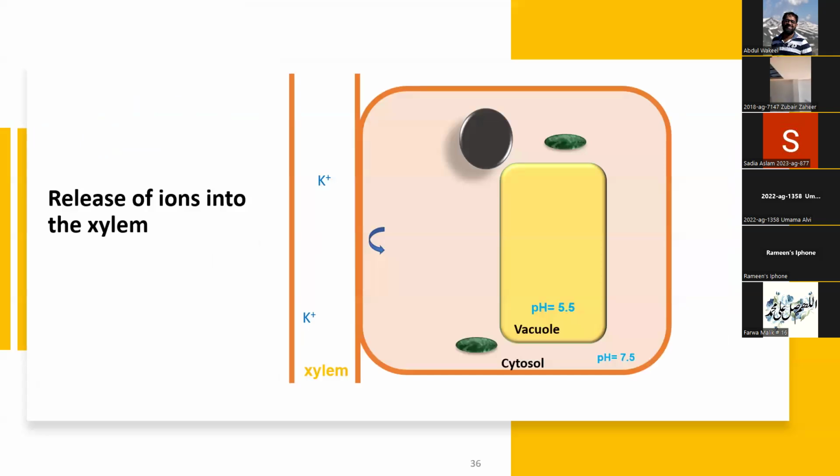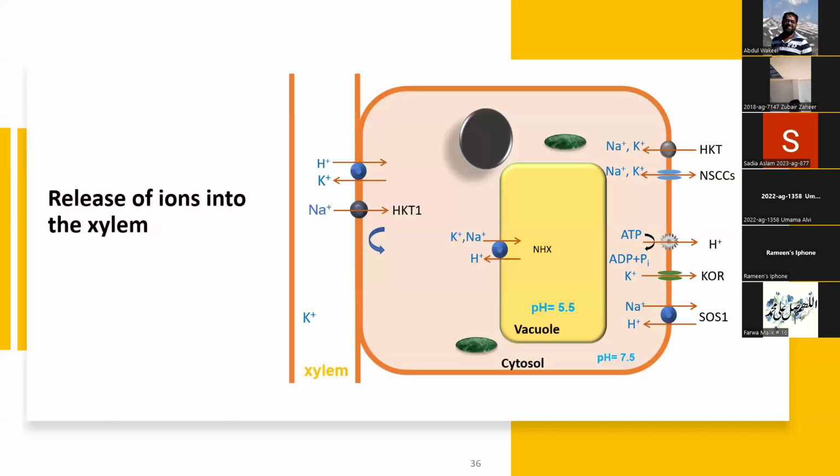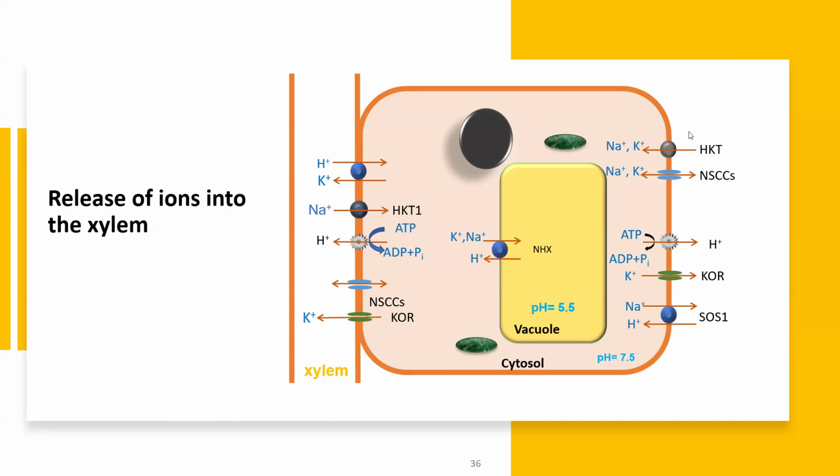So how does this happen? We know that for the movement of ions there are channels. These channels or transporters are also present in the epidermal cells, and also where the loading needs to happen into the xylem. And you can see here that almost all kinds of these transporters are present here as well. And the process is very similar.